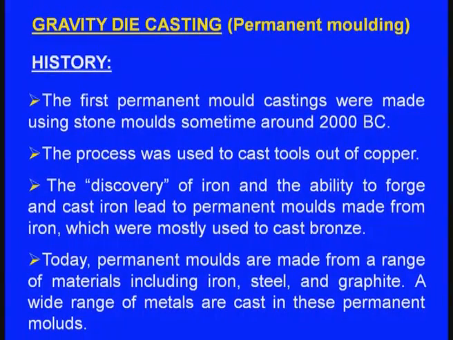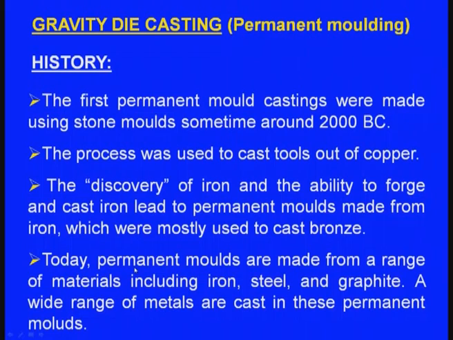Later, man learned how to extract iron, how to melt iron and how to forge iron components. With that, they even made permanent metallic molds made up of iron. These were used to cast bronze.